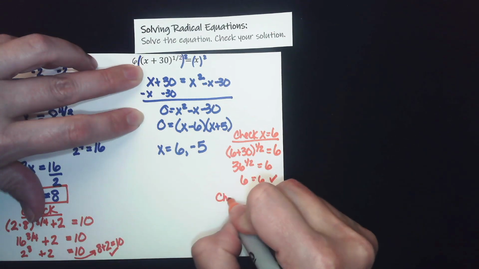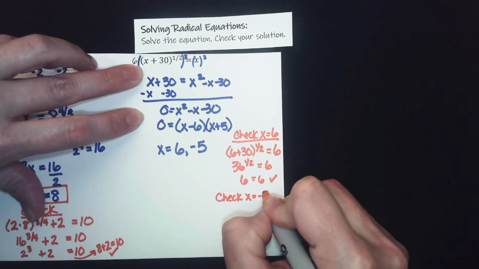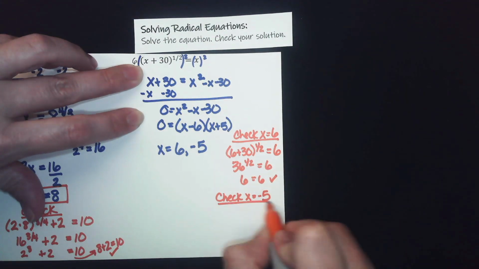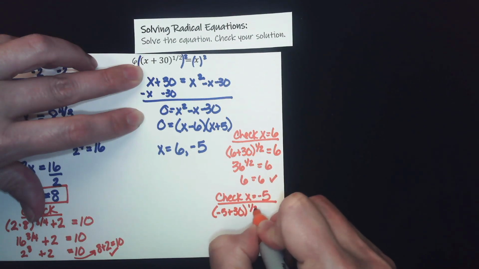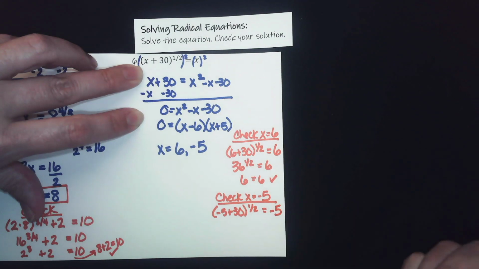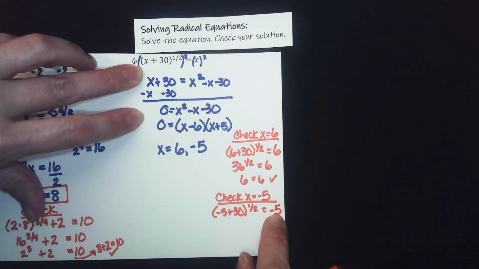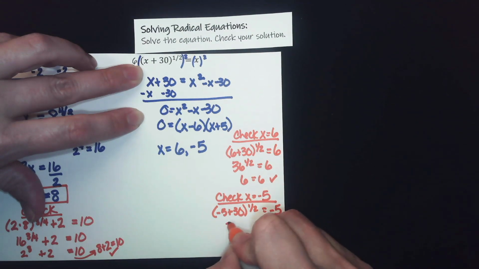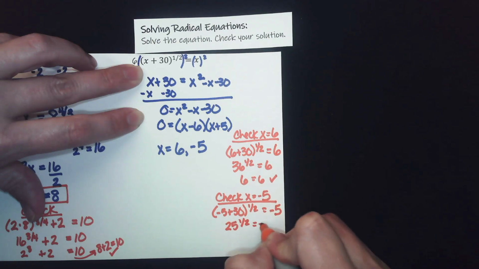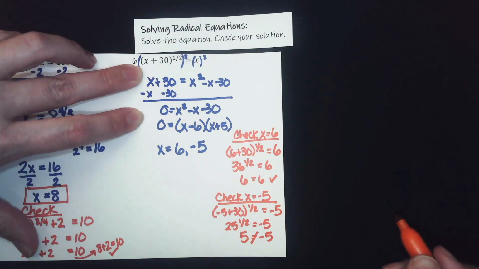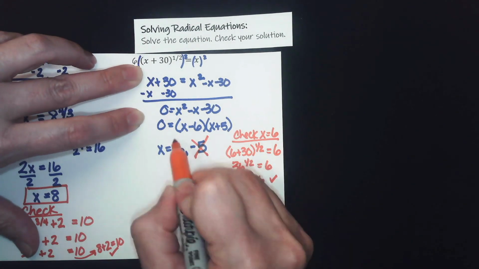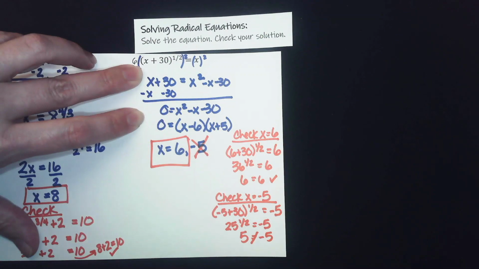But then we need to check to see if x equals negative 5 works. Okay, so I have negative 5 plus 30 to the 1/2 power equals negative 5. Well, this is a square root, no square root can equal a negative 5, so I can already tell you this is going to be an extraneous solution. But if you continue to solve it, you get 25 to the 1/2 equals negative 5, and that is a positive 5 equaling a negative 5, and that is not true. So this is our extraneous solution, and 6 is our solution.